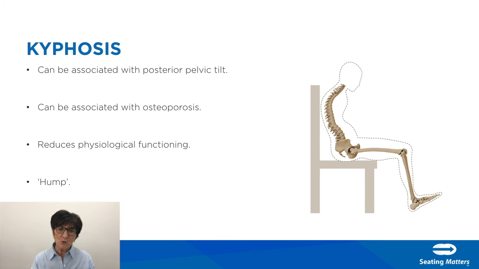Now, if the kyphosis is fixed, we need to be able to accommodate that within the chair by loading the spine, by supporting the spine in the chair. And we've designed the Phoenix chair to support the kyphotic spine. Also, if it's flexible, well, then we want to try to correct it. So it's really important that we either support the kyphotic spine or we try to correct it.